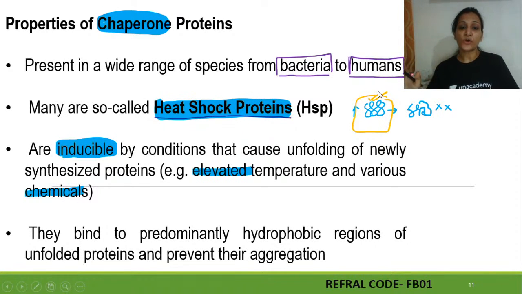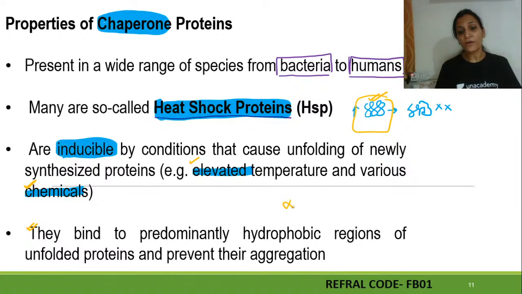So this is heat shock proteins, where whenever there is elevation in the temperature or elevation in the chemicals, it will lead to activation of heat shock proteins, which are called chaperones. They bind to predominantly hydrophobic regions of unfolded proteins and prevent their aggregation. Where do they bind? They bind at the hydrophobic regions.